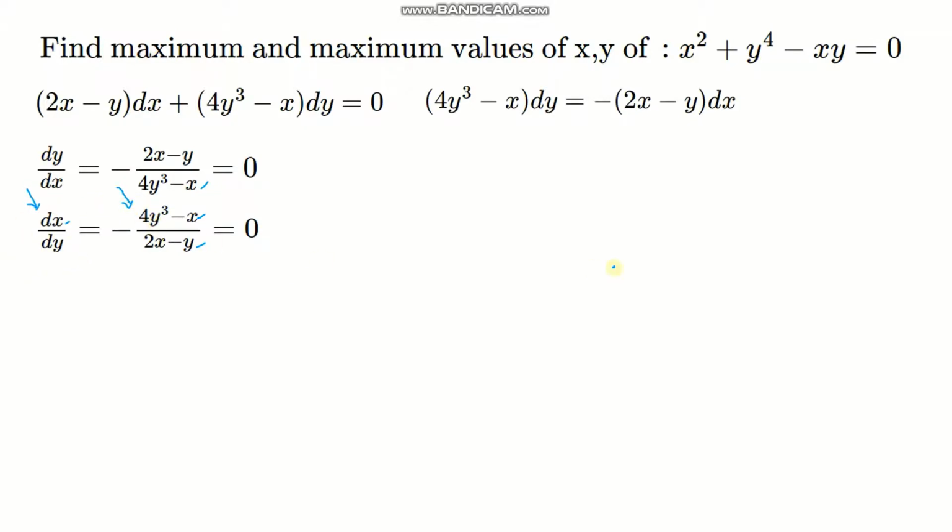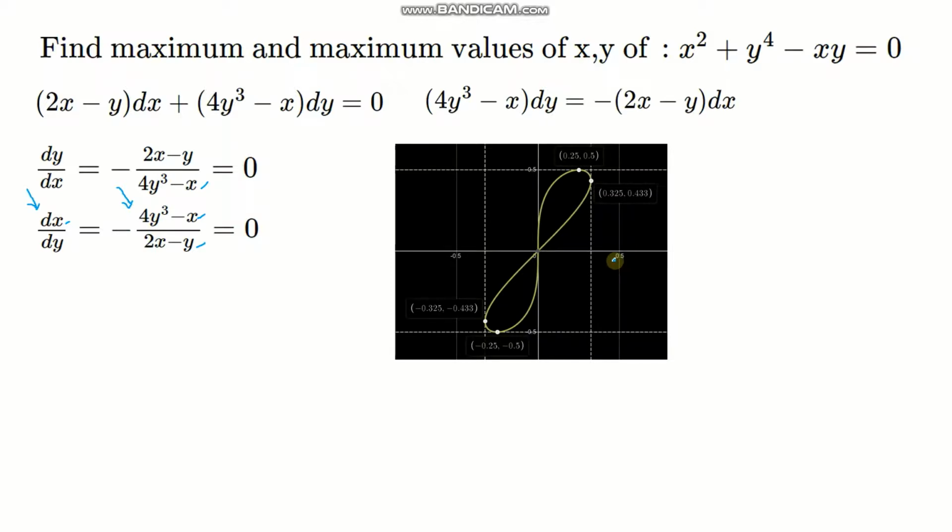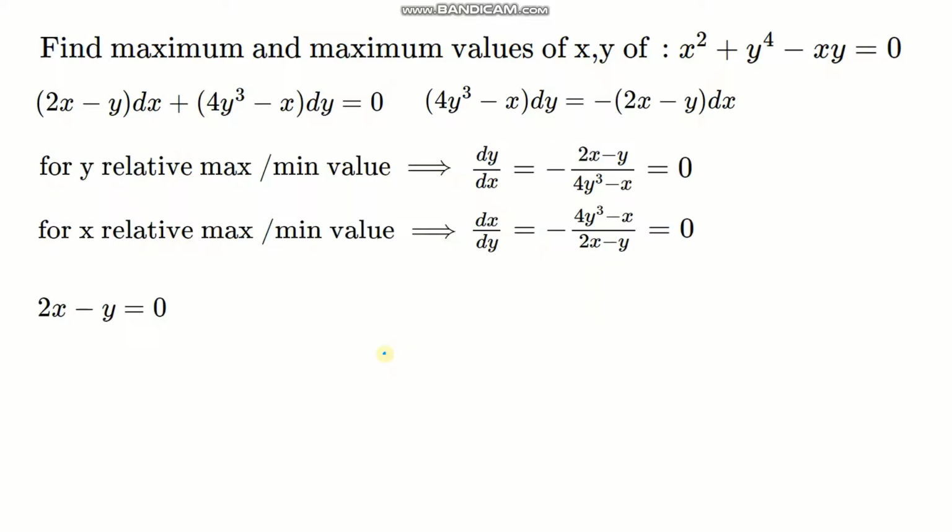So here's the graph of our function. We need to set them both equal to 0 to find the maximum and minimum. dy over dx equals 0 denotes the line parallel to the x-axis, while dx over dy is the line parallel to the y-axis. If dy is in the numerator part, then we're looking for the y maximum or minimum value, while for x, the dx is in the numerator part.